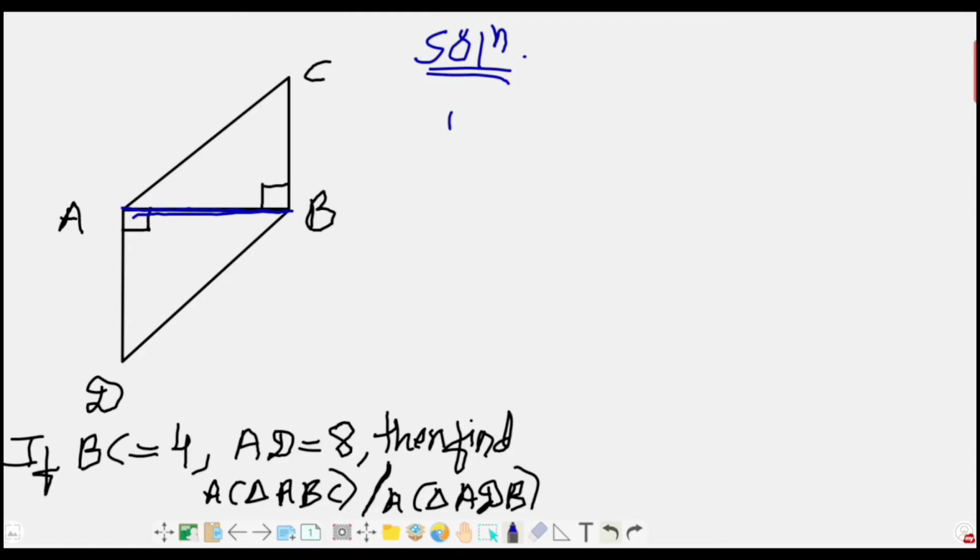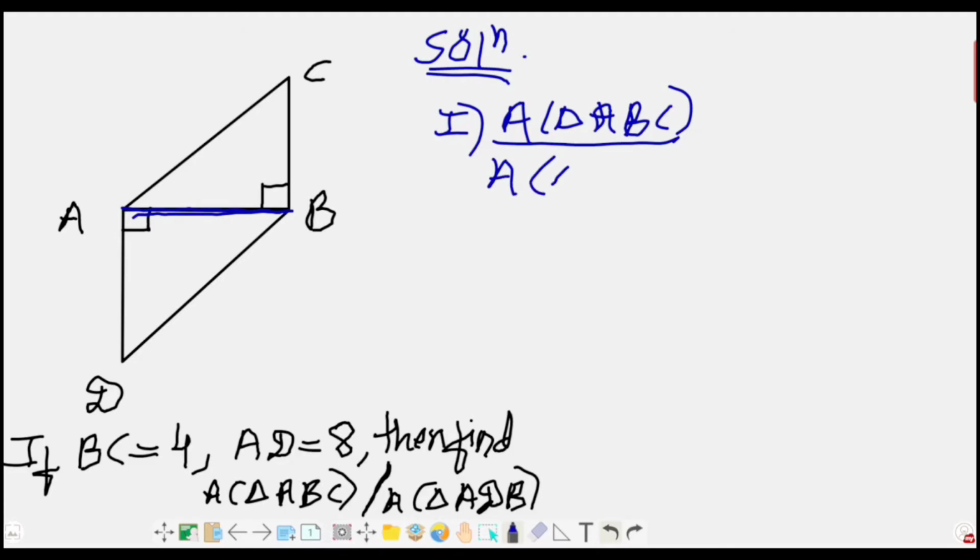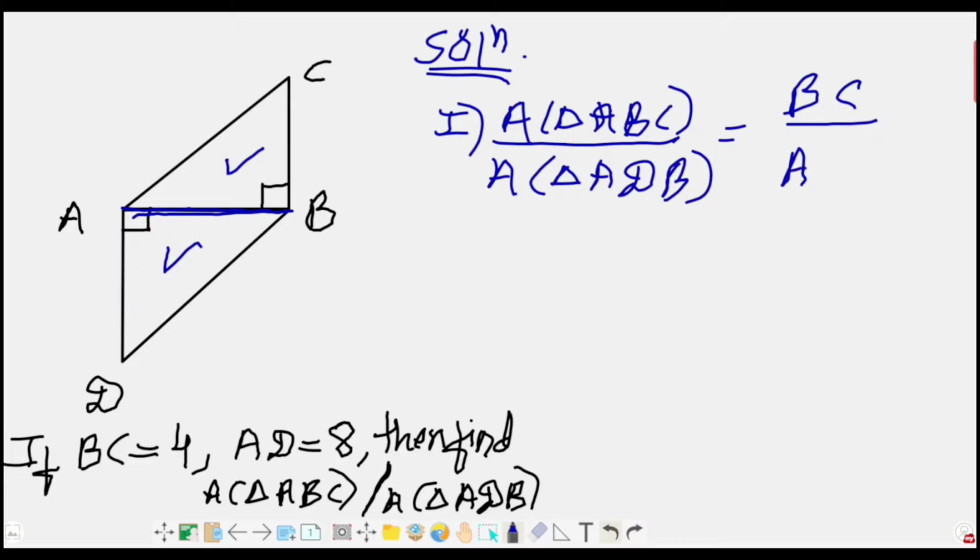What we have to find is the area of triangle ABC upon the area of triangle ADB. ABC is the upper triangle, ADB is the lower triangle. The base is the same in both. So you know the ratio of the areas of triangles with the same base will be equal to only the ratio of their corresponding heights. For that reason, you have to write that reason. What reason will you write, students? Ratio of areas of triangles with the same base.